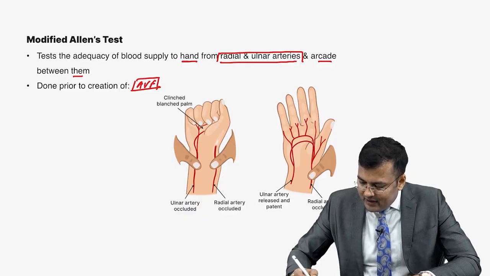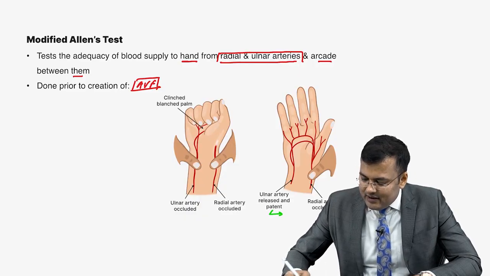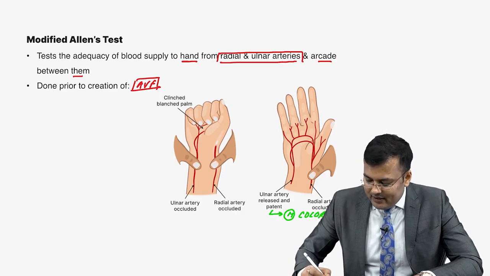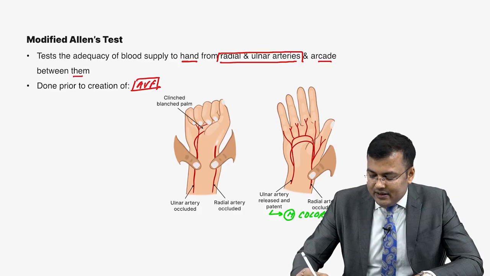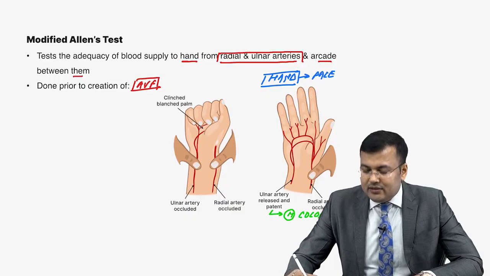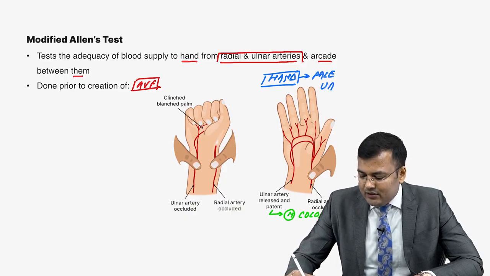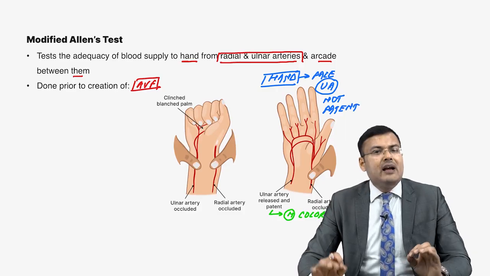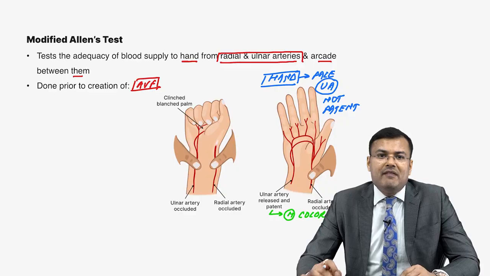So whenever the ulnar artery is patent, there is return of normal color in the hand. And if the hand is still pale even after release of the ulnar artery, clear? It means the ulnar artery is not patent. What's the name of this test? The test is Modified Allen's test, and it is done prior to creation of AV fistula.